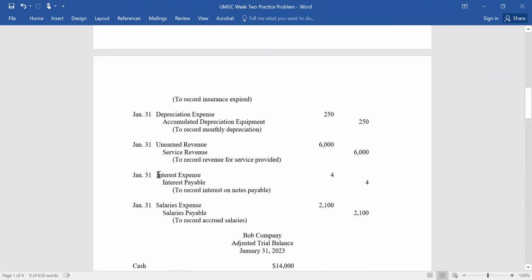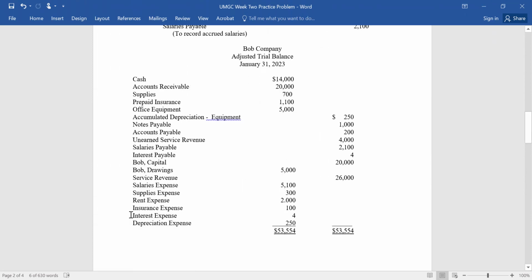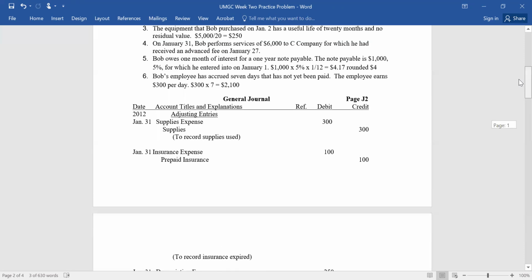Now I'm incurring that expense, so I need to record that interest expense with a debit and interest payable with a credit of $4. And you'll see that on the adjusted trial balance. Here's that debited interest expense for $4 and my credited interest payable for $4.